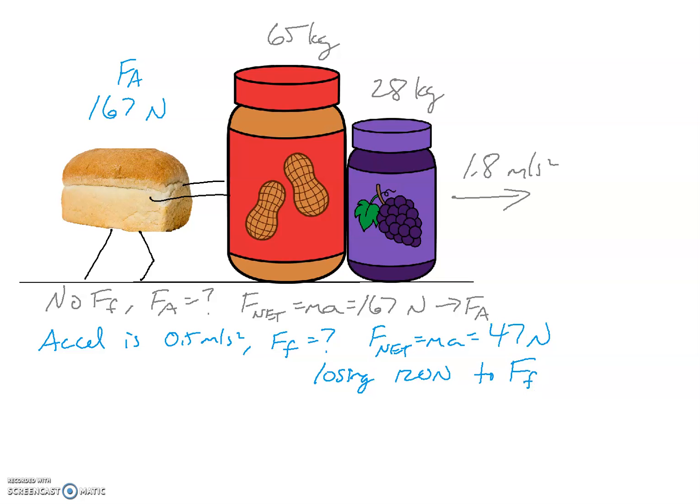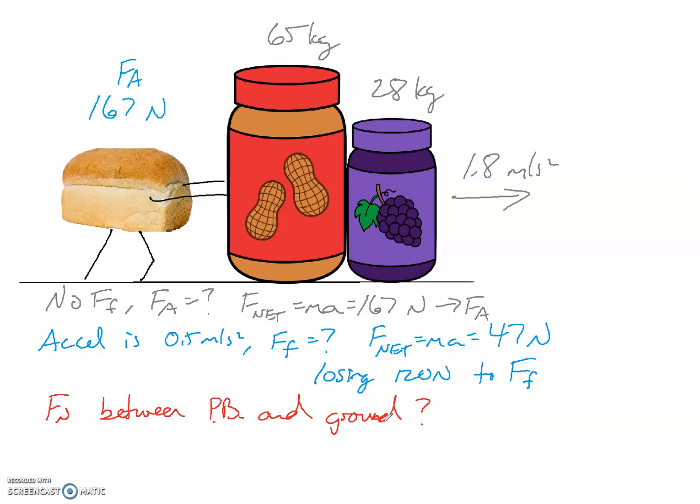Okay, well, let's find another force. Let's find out the normal force between the peanut butter and the ground. Well, the only reason there's normal force between the peanut butter and the ground is because gravity is pulling the peanut butter down. The bread has nothing to do with it.